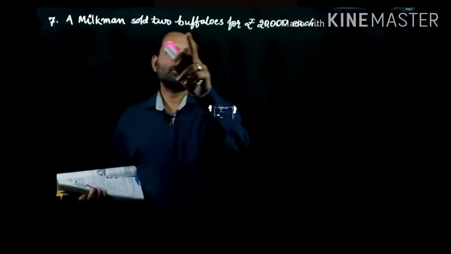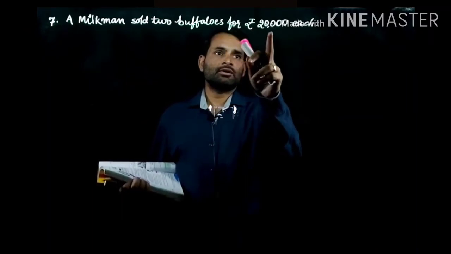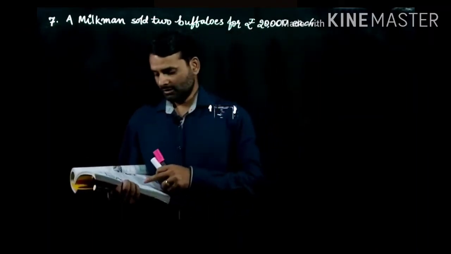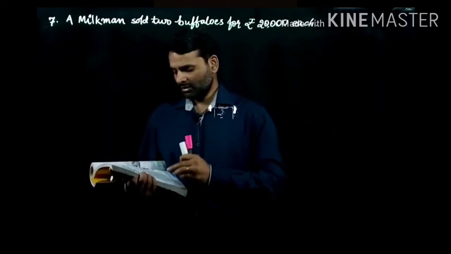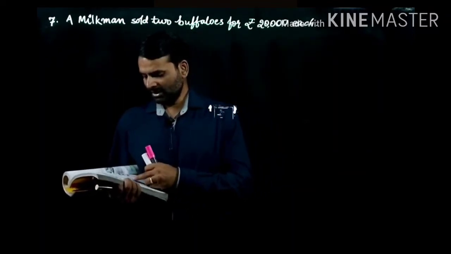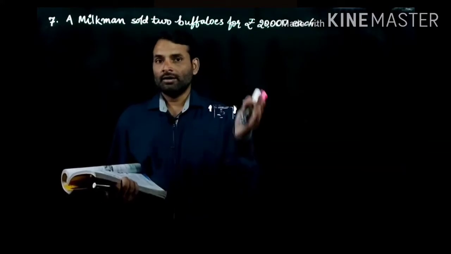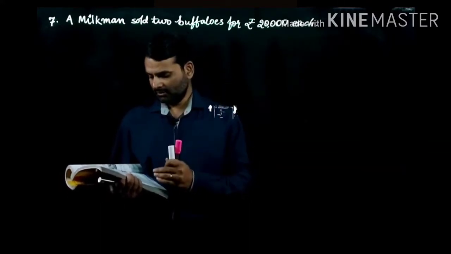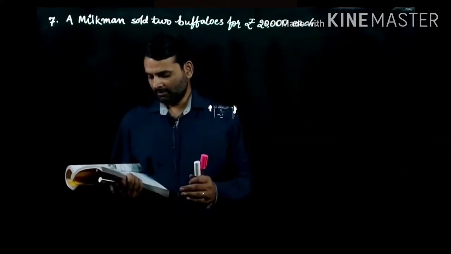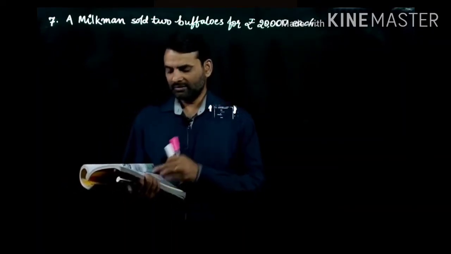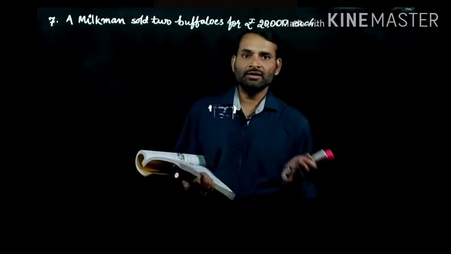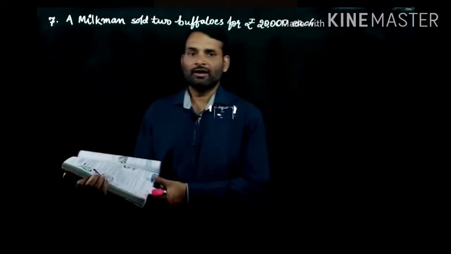Next question: a milkman sold 2 buffaloes for 20,000 rupees each. It means 2 buffaloes were sold, each at the rate of 20,000. On one he made a 5% gain, and on the other buffalo a 10% loss. Then find the CP of each buffalo.